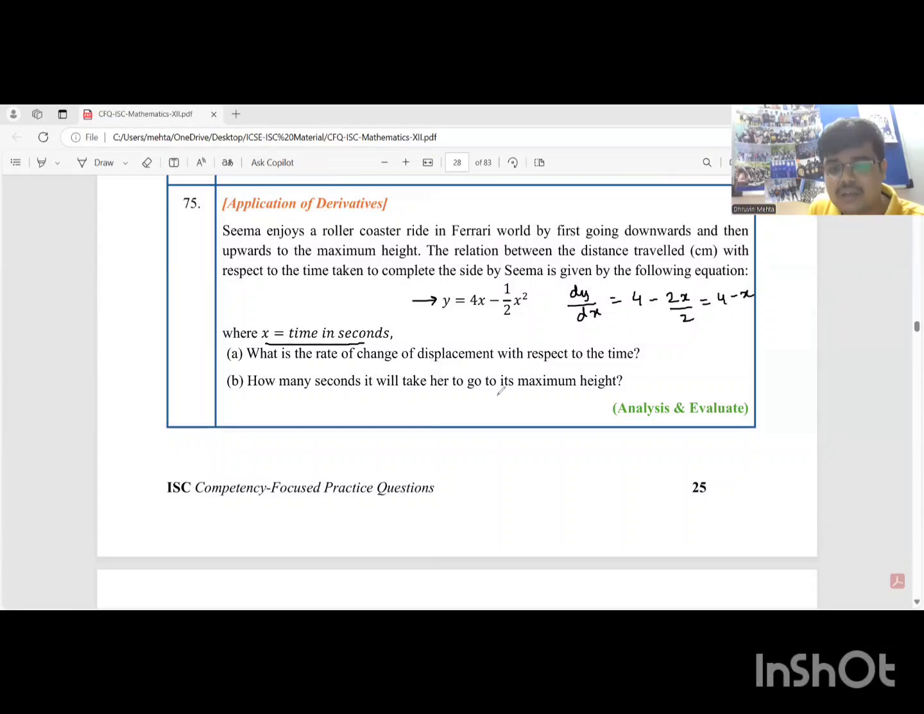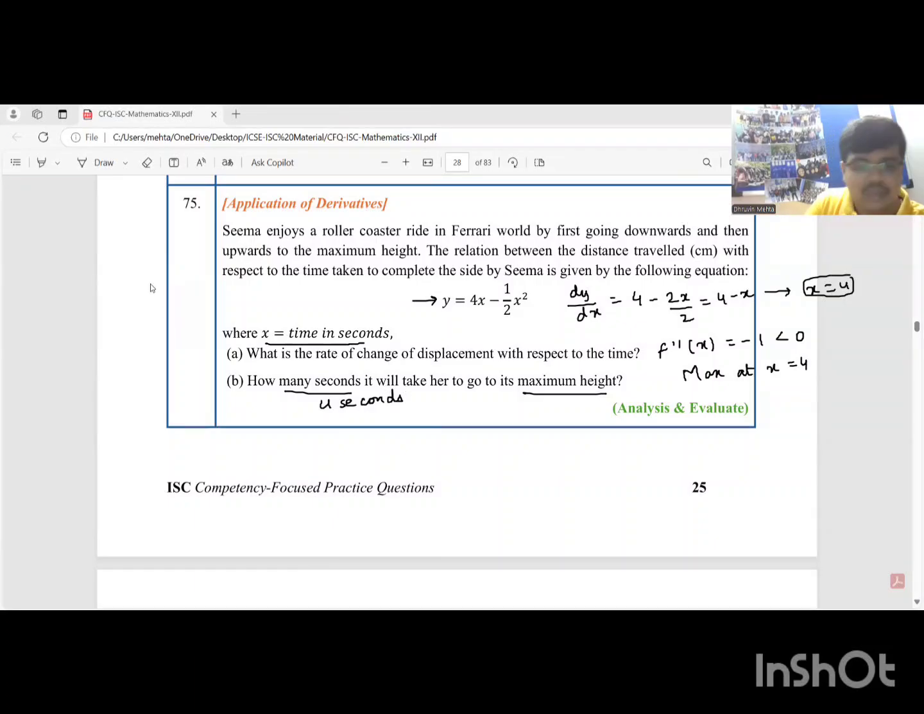Now, how many seconds will it take her to go to its maximum height? This is a very basic sum, students. It's basically Maxima Minima. We can do it with the double derivative test. I'll equate this with 0. So we get x is equal to 4. When we take the double derivative, students, it is derivative of 4 minus x, which is minus 1, which is negative. And therefore, we can say it is maximum at x equal to 4. So how many seconds will it take? 4 seconds to reach the maximum height. It was a very simple question. We'll move ahead to question number 77.